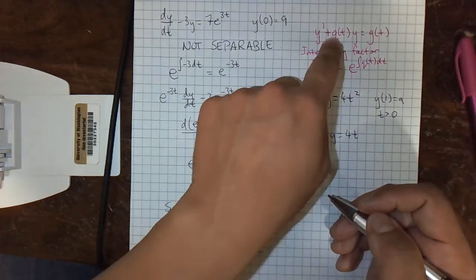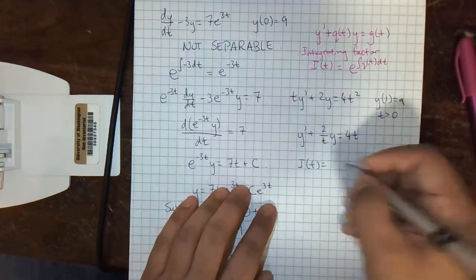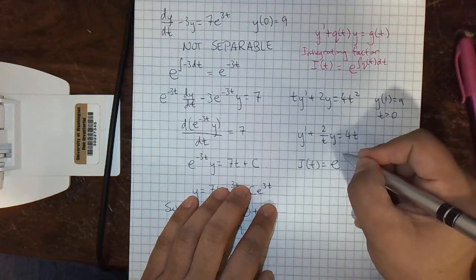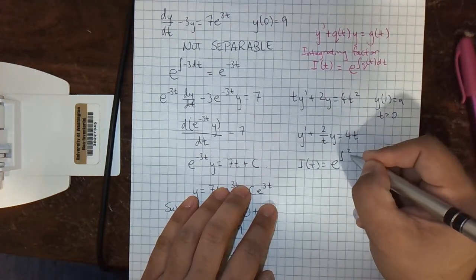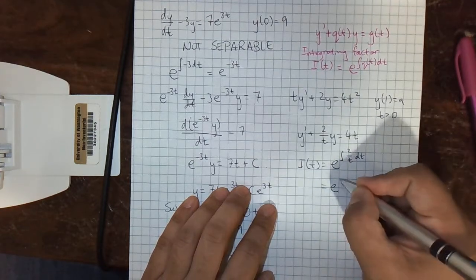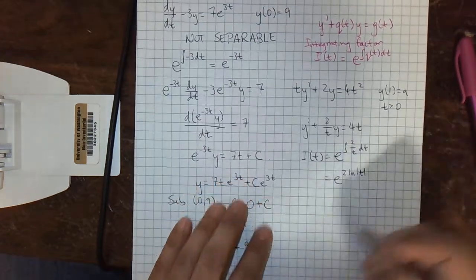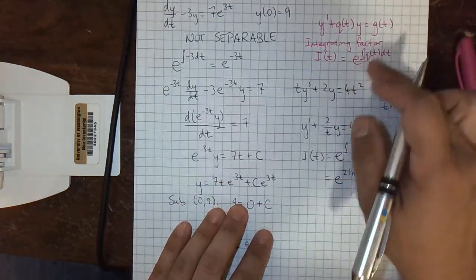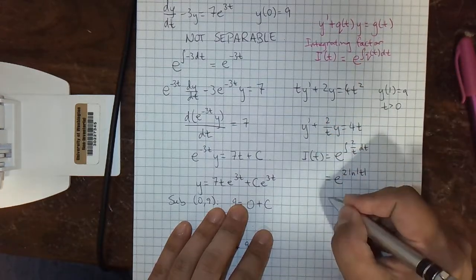Okay, now I'm in this format. Now I can find my integrating factor. You can just always use the formula for this. e to the power of the integral of whatever's in front of y. So 2 over t dt. What's the integral of that? It's 2 natural log of absolute value of t. I don't need a plus c. I just need one thing whose derivative is 2 over t. So this should be good enough.